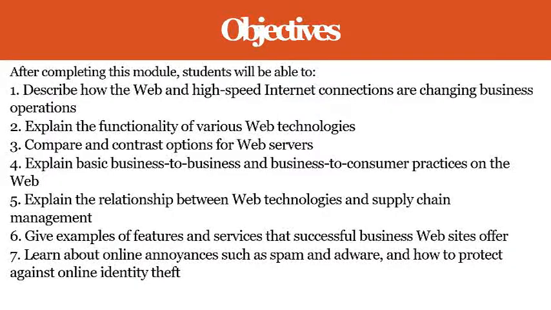After completing this module, you students will be able to first describe how the web and high-speed internet connections are changing business operations, explain the functionality of various web technologies, compare and contrast options for web servers, explain the basic business-to-business and business-to-consumer practices on the web, explain the relationship between web technologies and supply chain management, give examples of features and services that successful business websites offer, and last, learn about online annoyances such as spam and adware and how to protect against online identity theft.